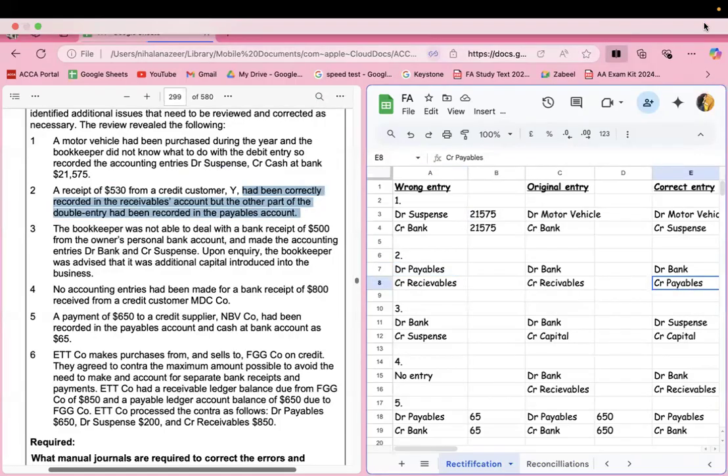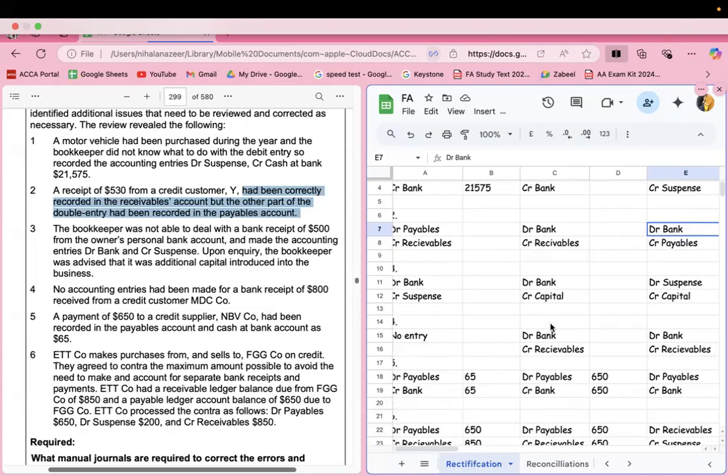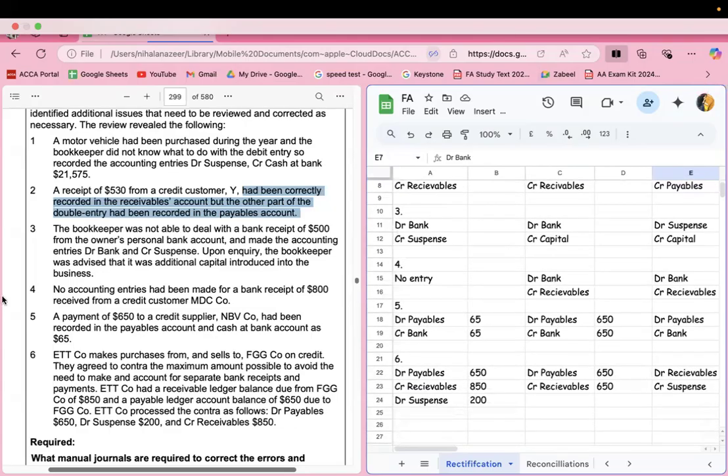So you're going to credit and cancel it. Understood? So what should have been originally debited? This one, right? So this is debited in the correct entry. Understood?